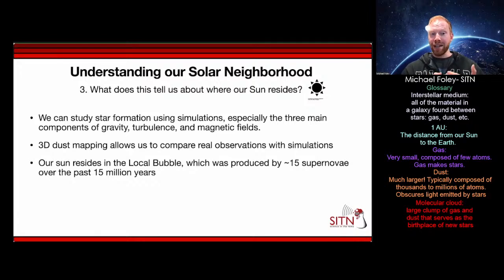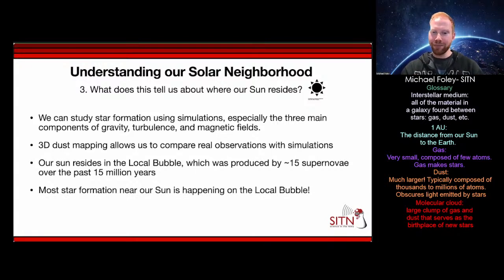And our sun resides in a local bubble, which we think was produced by 15 supernovae over the past 15 million years. These are the biggest explosions that we know of, occurring in a timescale much shorter than even things like the dinosaurs, which is quite remarkable. And our geological evidence on Earth supports this theory.